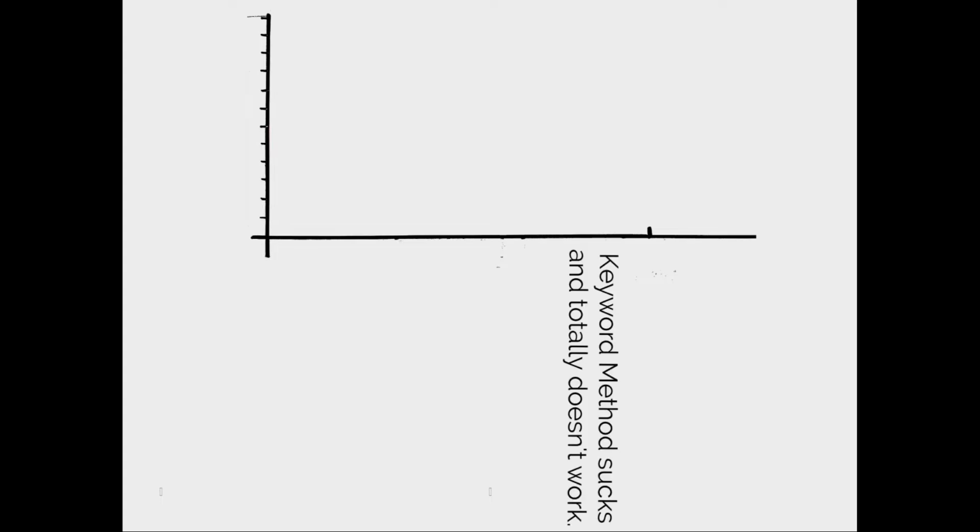Category 1, keyword method sucks and totally doesn't work. Category 2, keyword method's okay and kind of works sometimes, but not all the time, and it sort of depends on various factors, but it's okay. And category 3, keyword method is awesome. Okay, and the results. Totally solid.